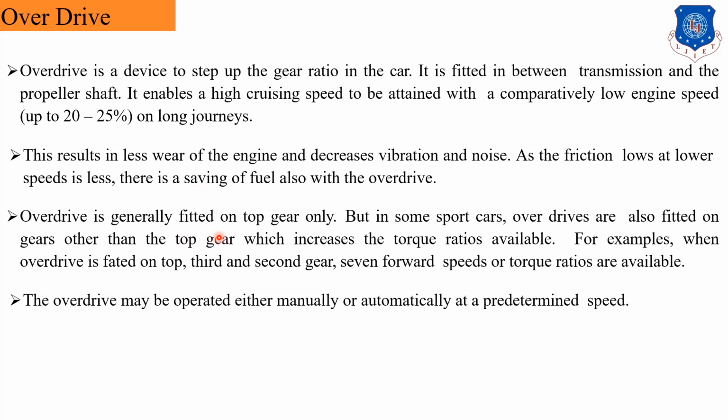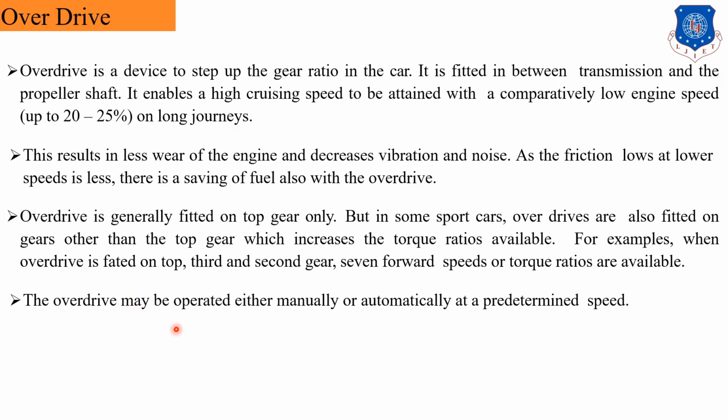Overdrive is generally fitted on the top gear, like the fifth gear and sixth gear is our overdrive gear. But in some sports cars, overdrive is also fitted on the gears below the top gear, which increases the torque ratios available. For example, when overdrive is fitted on top, third and second gear, 7 forward speeds or torque ratios are available. This is the overdrive which is mainly used in sports vehicles.